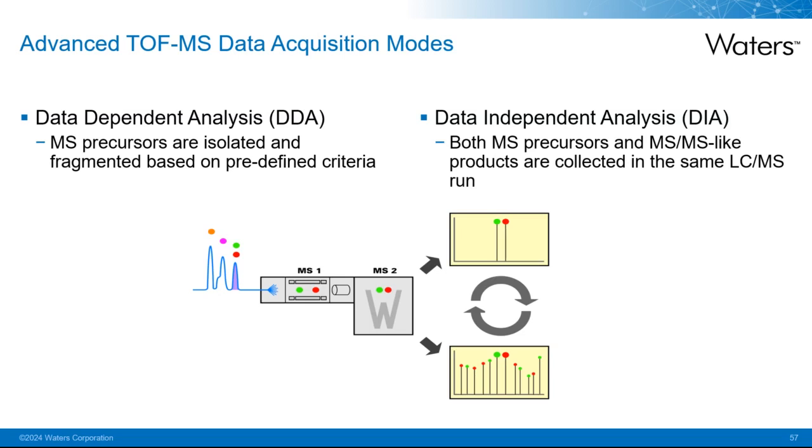Data-independent analysis, on the other hand, collects data on precursors, as we've talked about before in the quadrupole section, and products, so precursors and products throughout the LC-MS run, typically by alternating between MS and MS-MS-like modes. And the data system then uses algorithms to assign product ions to the correct precursor ions.